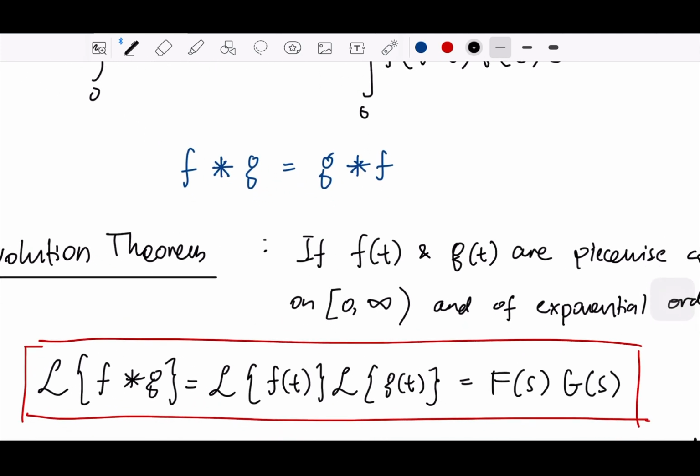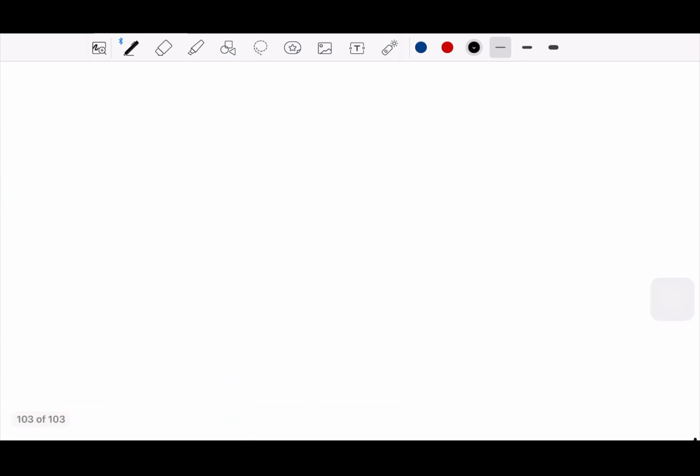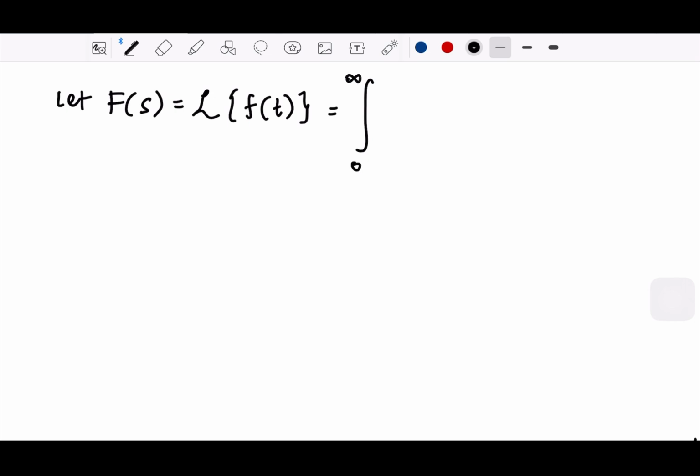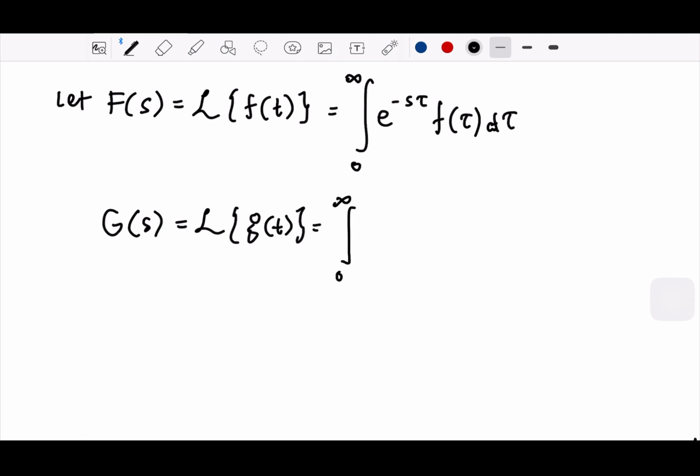So there are necessary proving points for this theorem. Let me write in the next page. So let the capital F be the Laplace of the function f, and let this Laplace be defined as the integral, and let me use another variable tau. And then another function G. Similarly, we have, but now I will use a different variable, let's say beta.